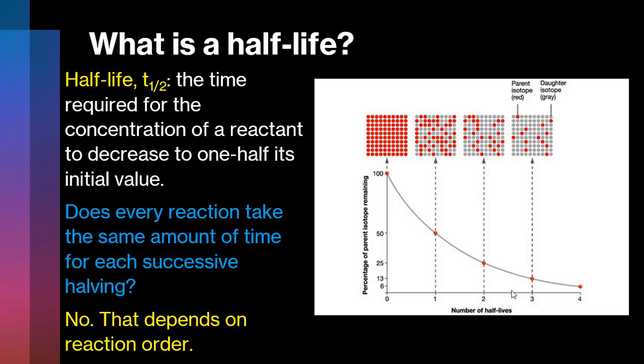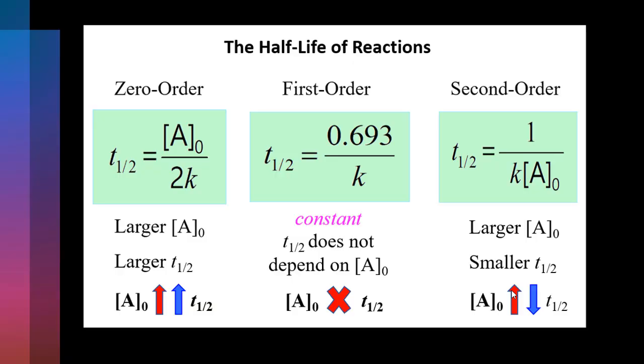But here's an important question. Does every reaction take the same amount of time for successive halving, right? Is t1/2 the same for every half-life? No. That, again, is going to depend on reaction order. The familiar constant half-life behavior that you may have already seen is with radioactive decay. And radioactive decay specifically follows the characteristics of first-order processes. So let's take a look at each of those half-lives according to reaction order.